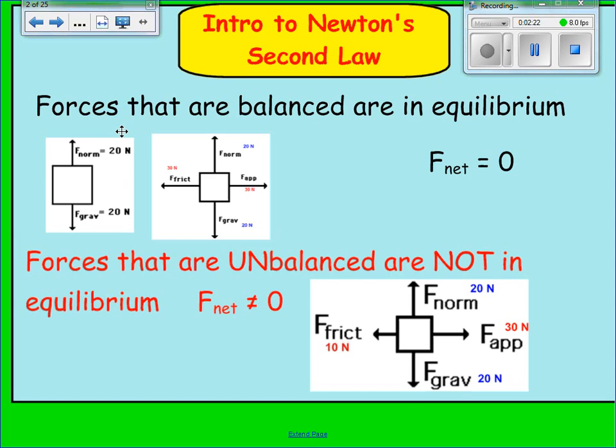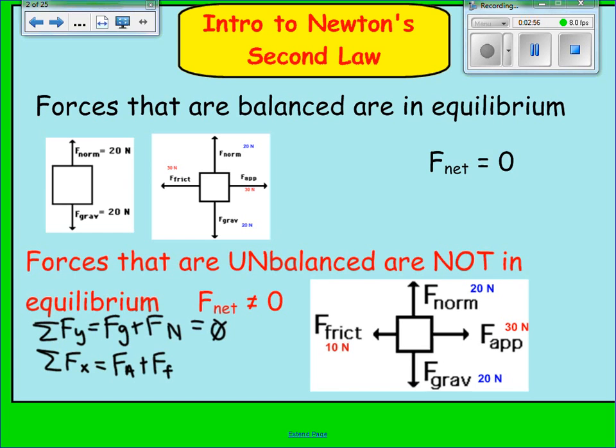Let's actually think about what it would equal. Well, if you recall from Unit 4, we would always write equations out to demonstrate our vectors of forces in the y and in the x. So let's do the net force in the y first. The sum of the forces in the y direction is equal to force gravity plus force normal, and we know that those are equal to 0 because it's in equilibrium in the y direction. But now let's do the same thing for the x. The sum of the forces in the x direction is equal to force applied plus force friction. Since it's not equal to 0, we're going to leave it just like that.